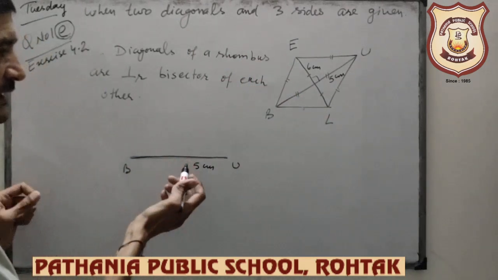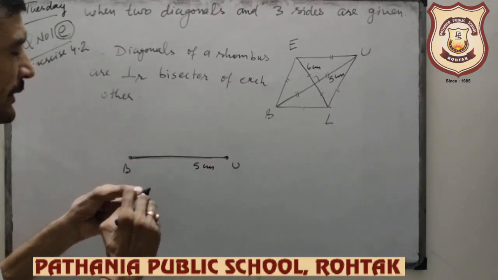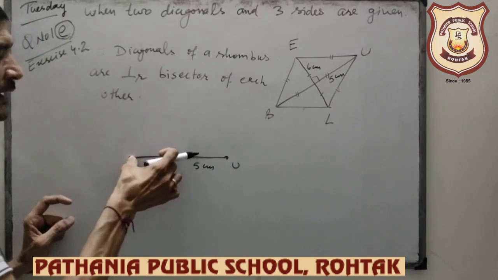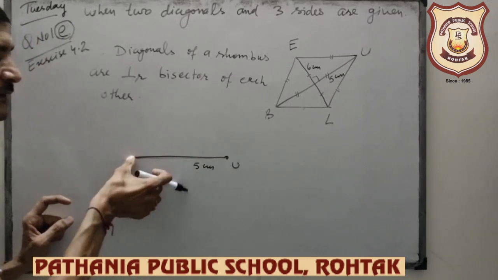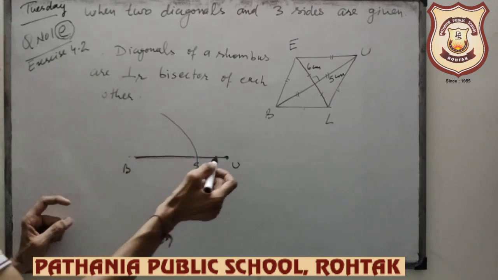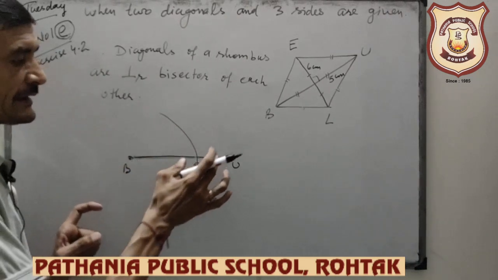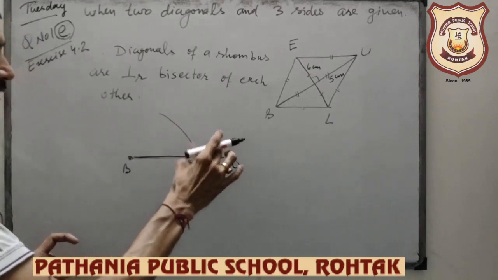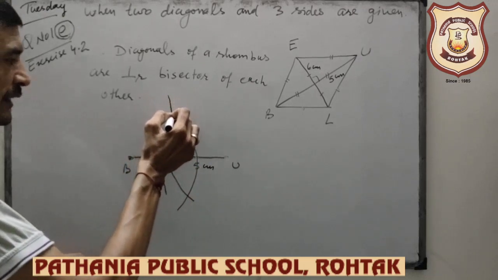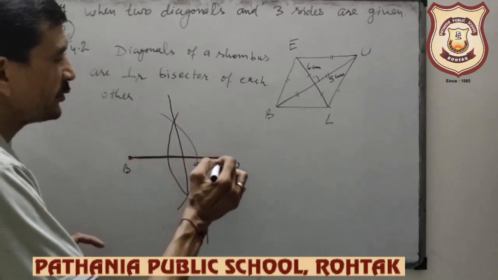Now next step is what? Draw the perpendicular bisector of BU. How can we draw the perpendicular bisector of a line? Put the needle of the compass at B and open the compass more than half of the given line. More than half. Put an arc like this. Now take the same radius. Do not change the compass. Put the same radius at U and put another arc like this, which intersects the first arc. Now join these. This is the perpendicular bisector of BU.